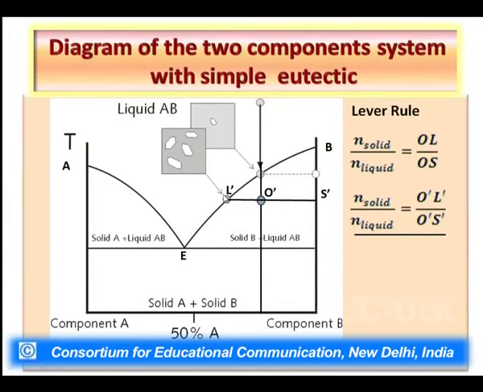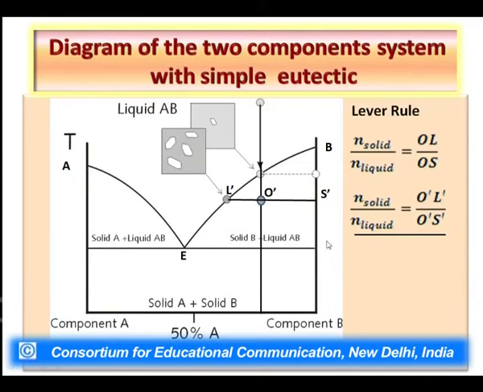tie line, and it connects the compositions of two different phases. L dash represents the composition of the remaining liquid: if we draw a perpendicular from point L dash onto the composition axis, we can easily note it. And point S dash simply denotes the composition of pure component B in the solid phase, that is 100% component B, or in other words the mole fraction of component B equal to 1.